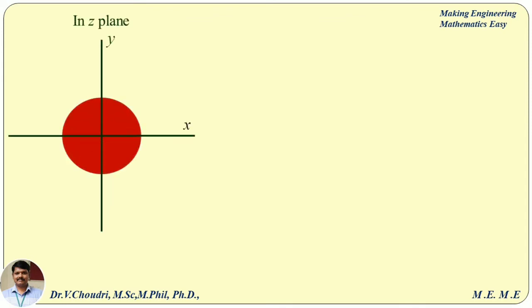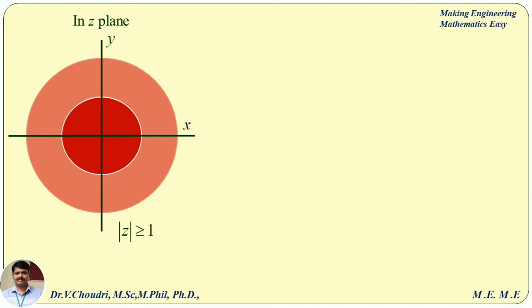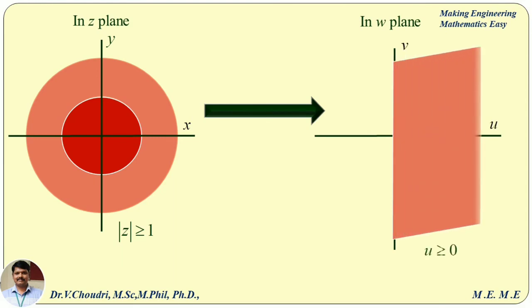Now we conclude the answer by diagram. In the z plane, we have the outside of the unit circle modulus z equal to 1, that is, modulus z greater than or equal to 1. It is transformed into, in the w plane, the half plane u greater than or equal to 0 by the transformation w equal to z plus i divided by z minus i.